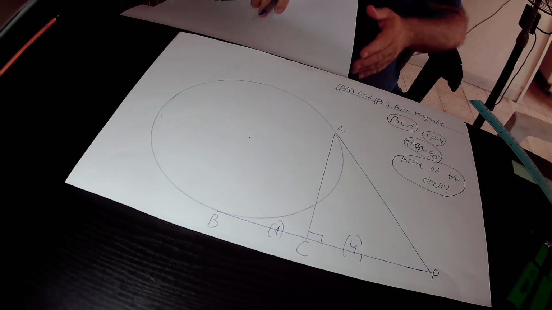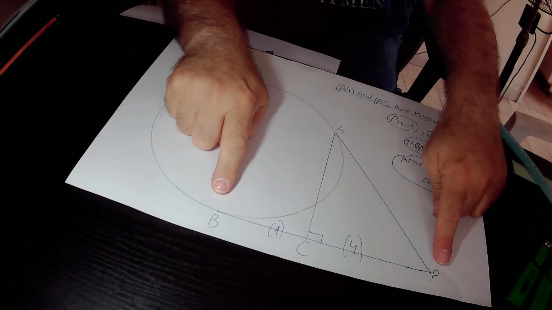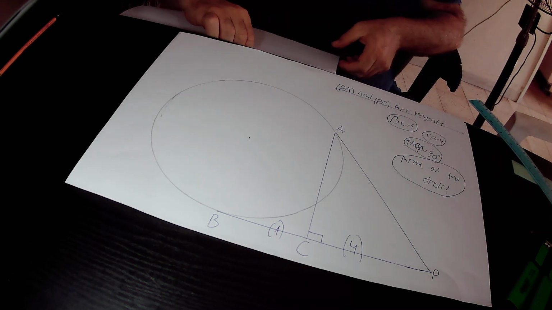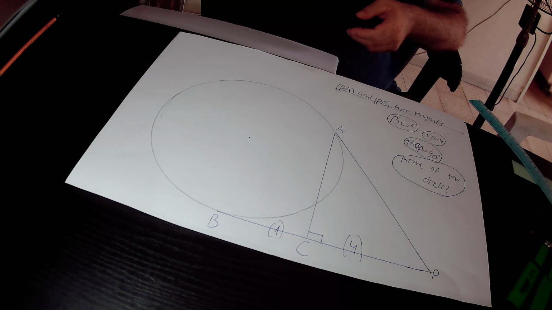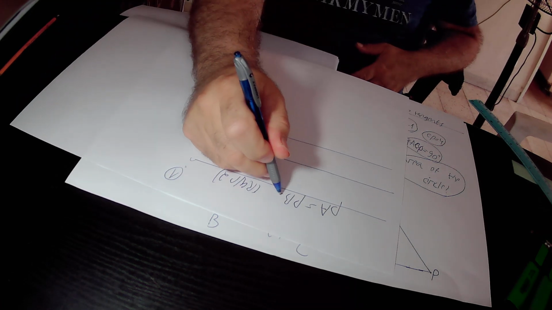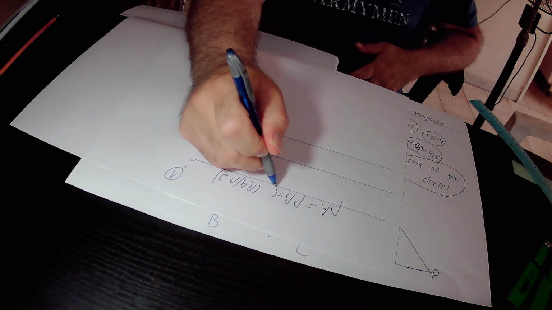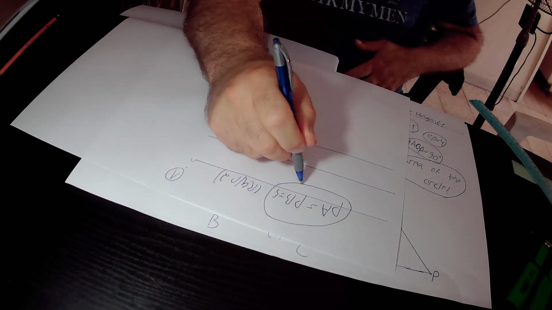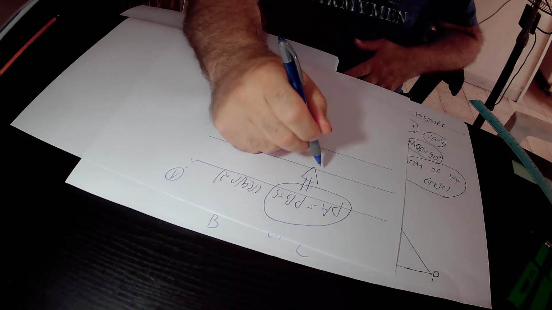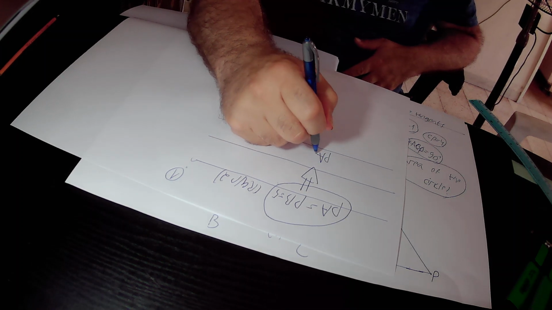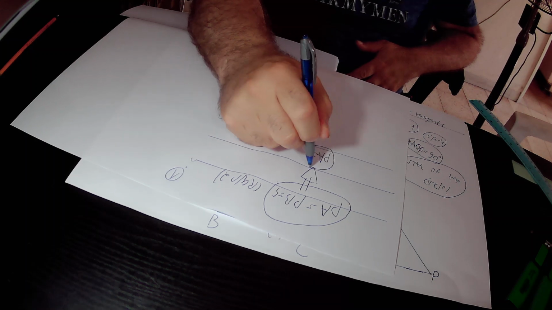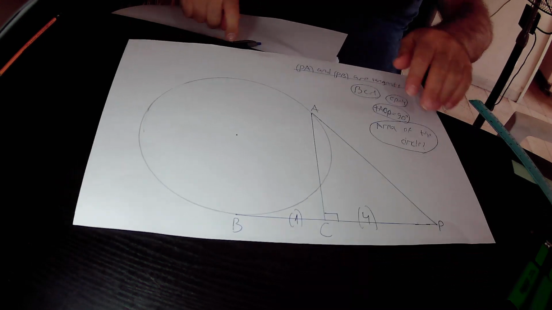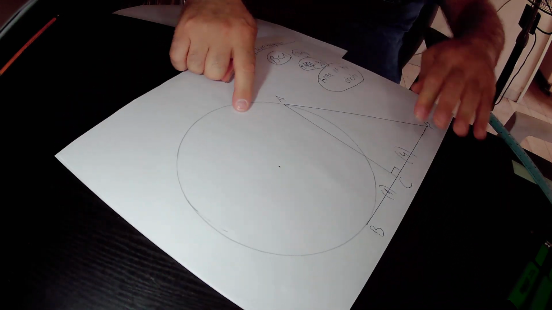But it is given in the question that PB in total equals 4 plus 1, that is 5. So PB equals 5. I write it down, PB equals 5. And from this equation, PA equals PB equals 5, we derive that PA is also equal to 5 units in its length. This side PA is equal to 5 units.